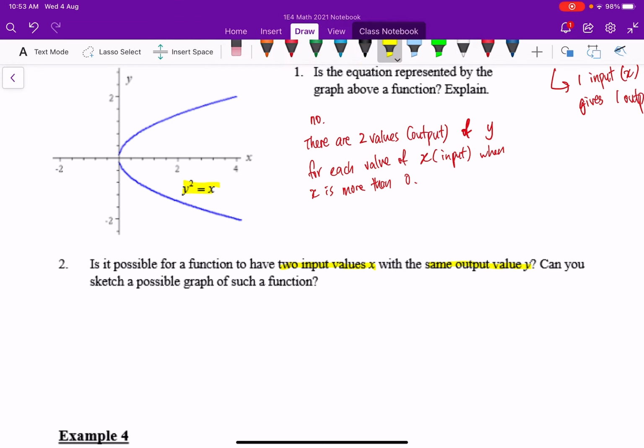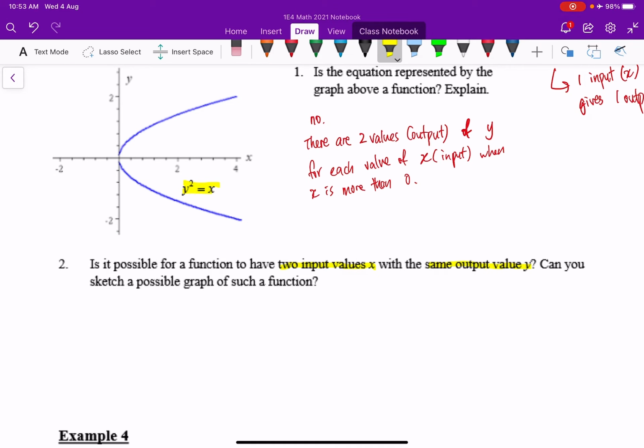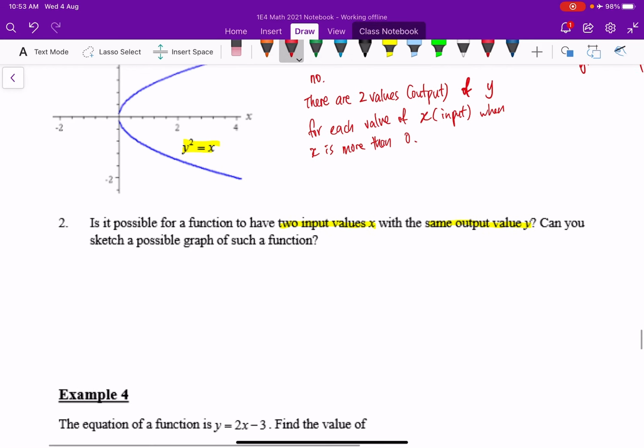Okay, so about question 2. For every 2 input values x, can I get the same output value y? Okay, what kind of graph can I get? Can you try to sketch? My answer is yes, it is possible. Can you try? You might want to pause the video and try.